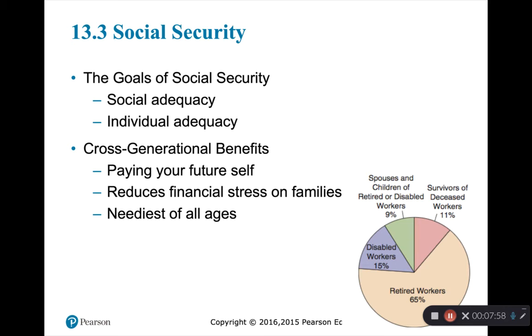Additionally, when older adults are supported by Social Security, it allows middle generation adults, usually their children, to use less of their own resources to care for aging family members. And additionally, it can support those of all ages, for example, children being raised by grandparents.